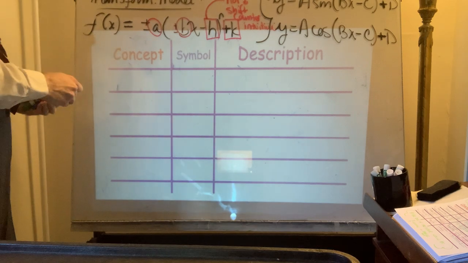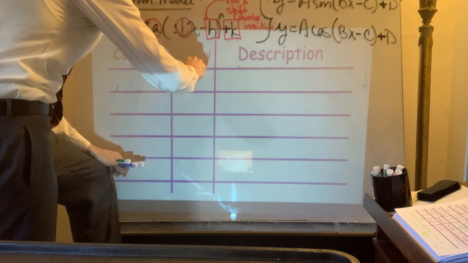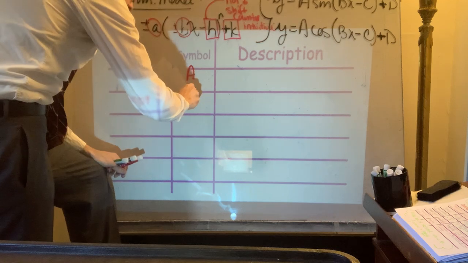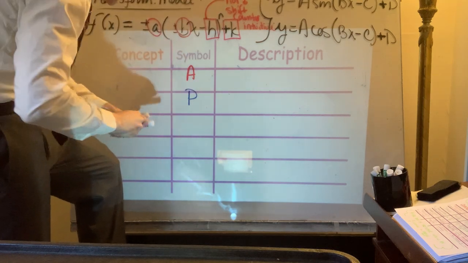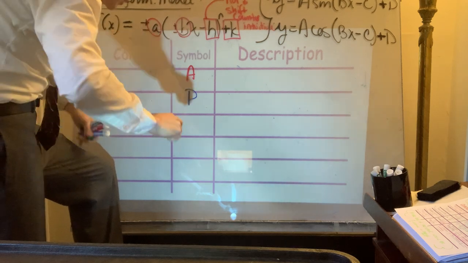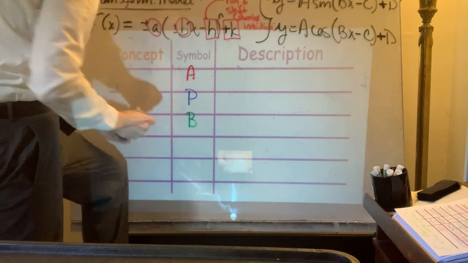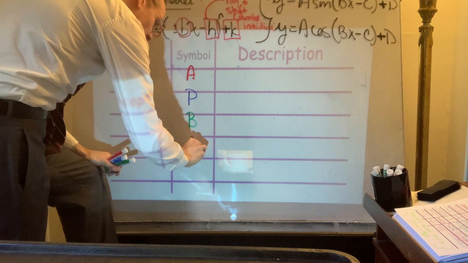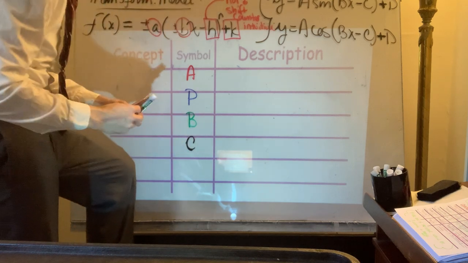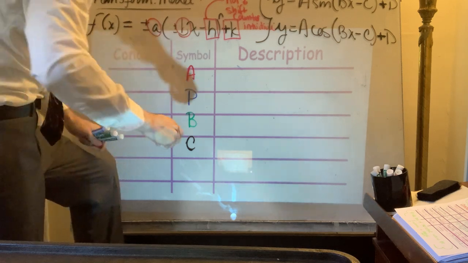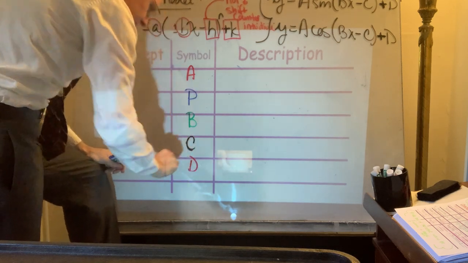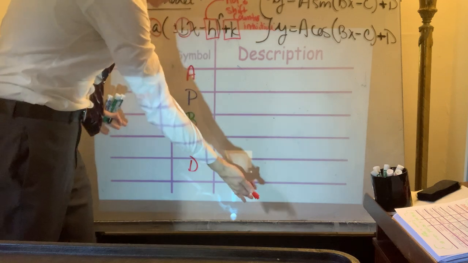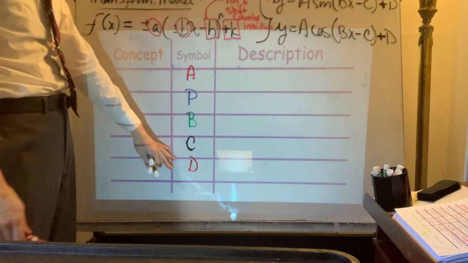All right, let's talk about the A value. I'll put that here, and then I'll put this in a different color, something known as P, period, and then the horizontal stretch factor, B, and then something called the horizontal shift, C, and then I wish I had another color, but I don't, so I'll use red. Something known as the midline, D. What these letters pertain to, we'll explain, and have basically as a reference. There's a little formula that will go with some of these as well.